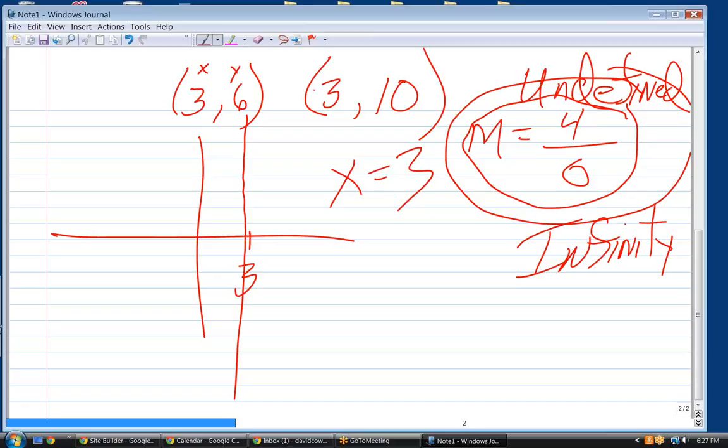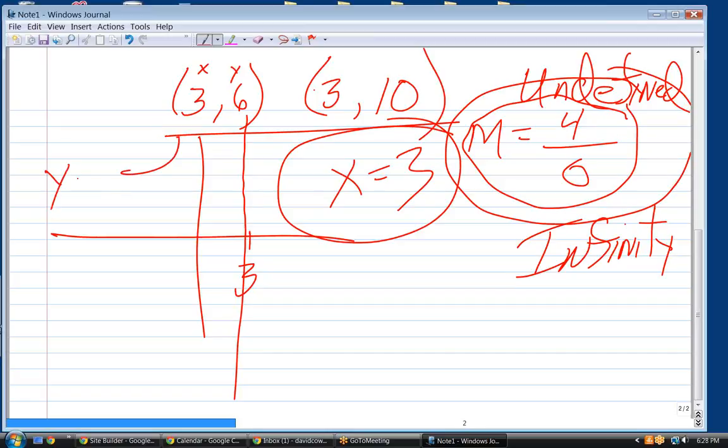Oh, on a test, I would just write undefined? No. If they wanted the equation of the line that connects those 2 points, this is what you would write, x equals 3. Okay. You wouldn't write the slope, because they didn't ask for it. If they ask you for the slope, yes, you would say undefined. But if they ask you for the equation of that line, it's x equals 3, just like the equation of this horizontal line is y equals 6.